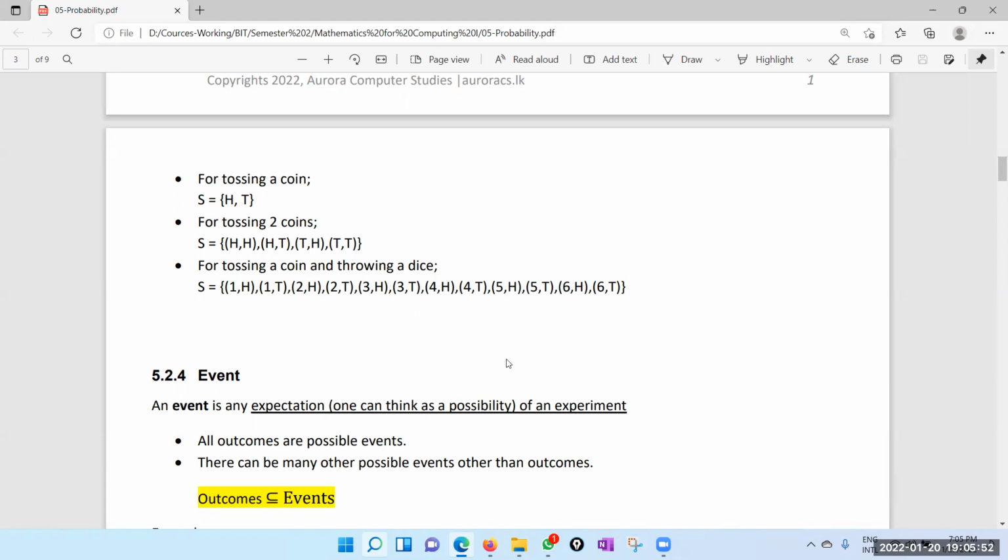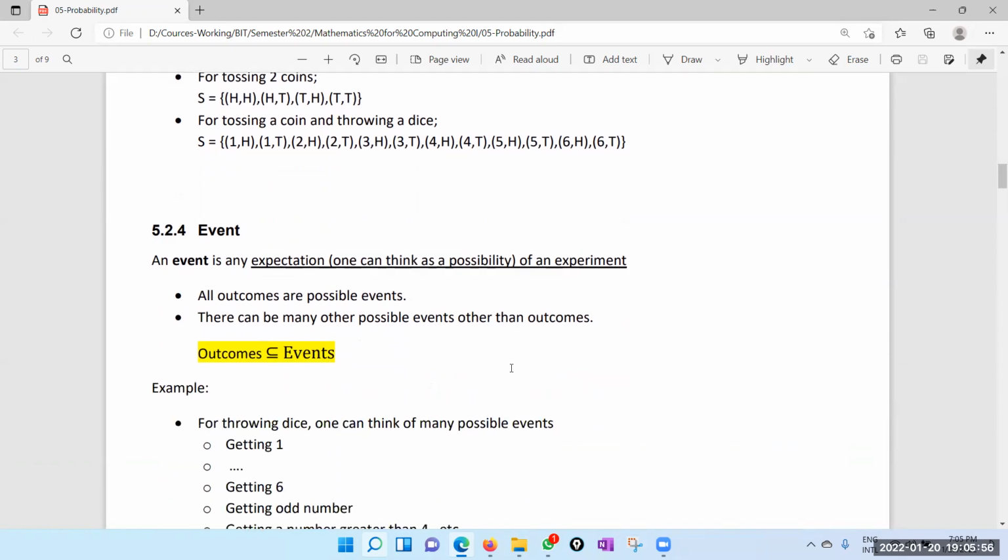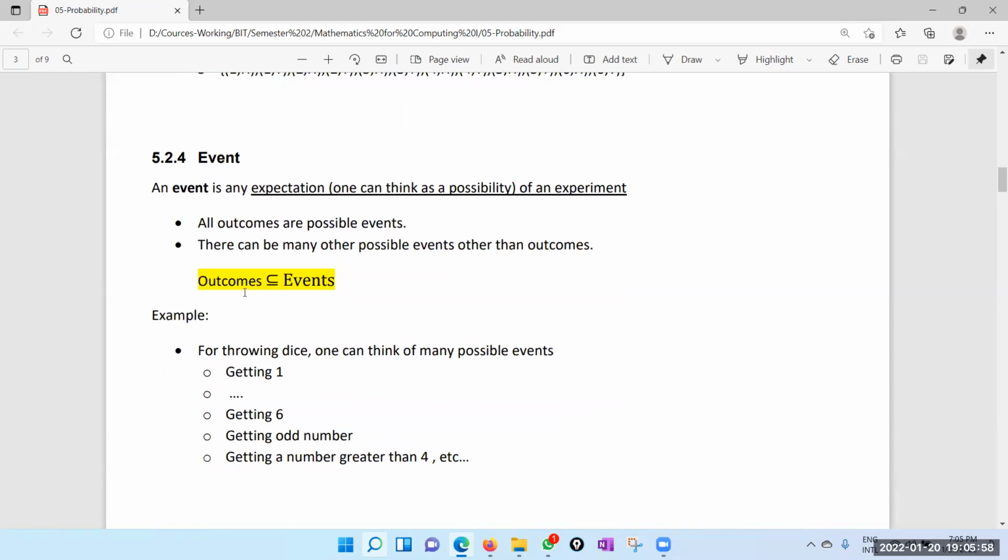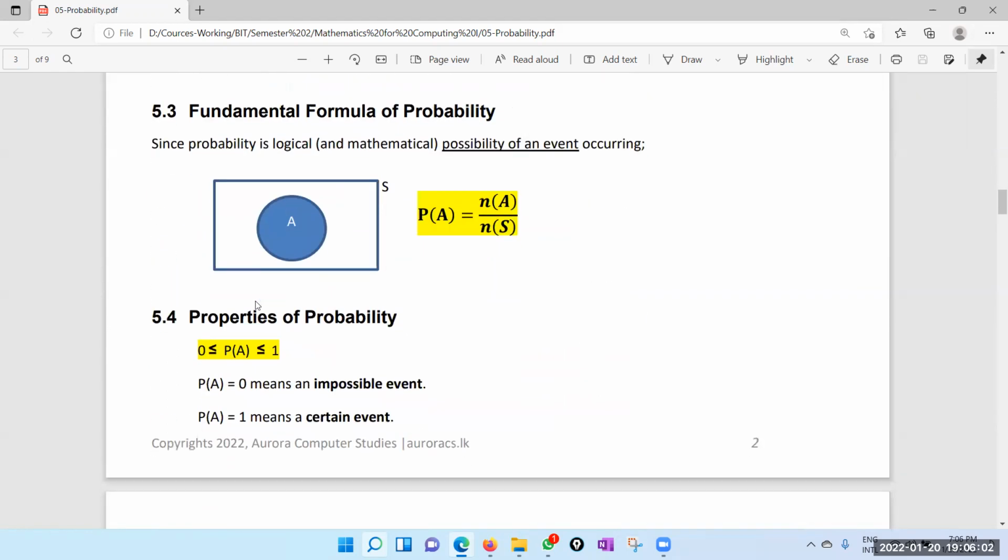Probability is usually calculated for events. Okay, so outcomes are always a subset of events. Then we discussed the fundamental formula of probability. The probability of event A happening is the number of elements in the event A divided by the number of elements in the sample space.